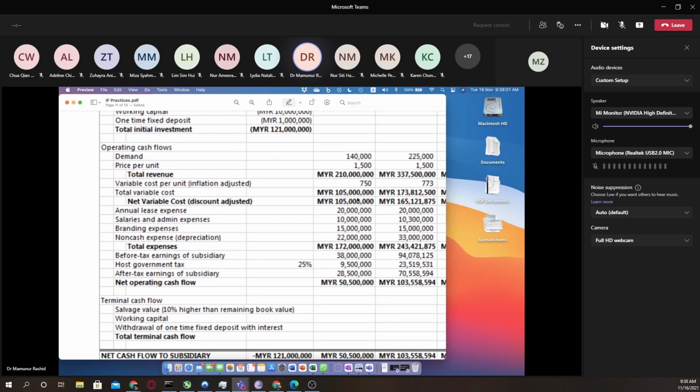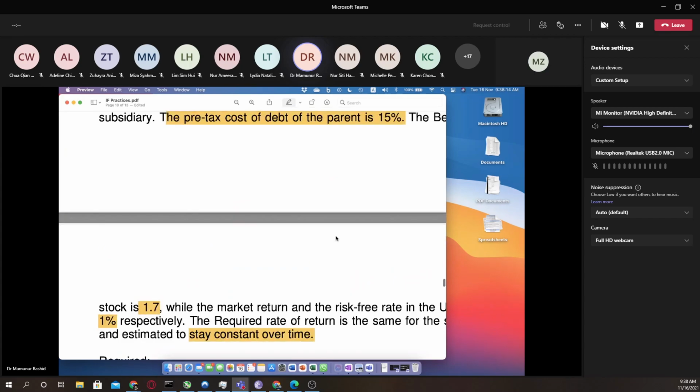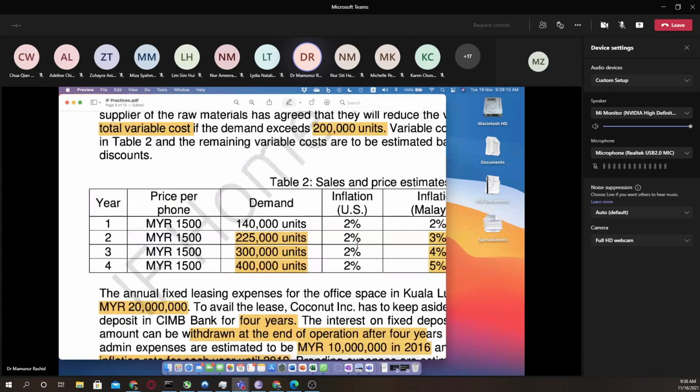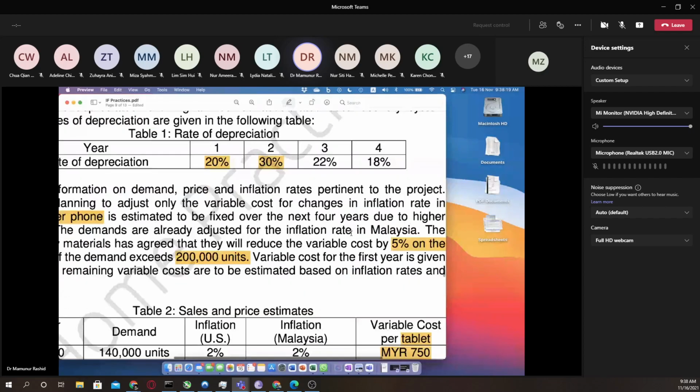Annual leasing expense, 20 million. Salaries expense, 10 million. Branding expense, 15 million. Non-cash expense depreciation based on the rates. Remember the MACRS depreciation rate. What are the rates here? The rates are given here: 20, 30, 22, 18, right? And this will be calculated based on basic cost.